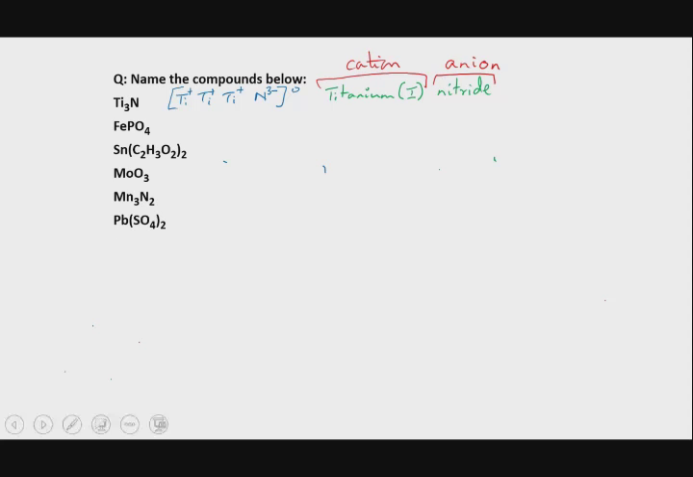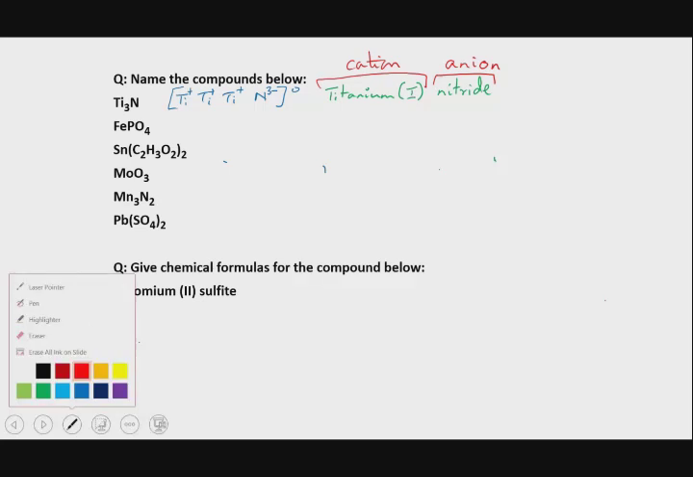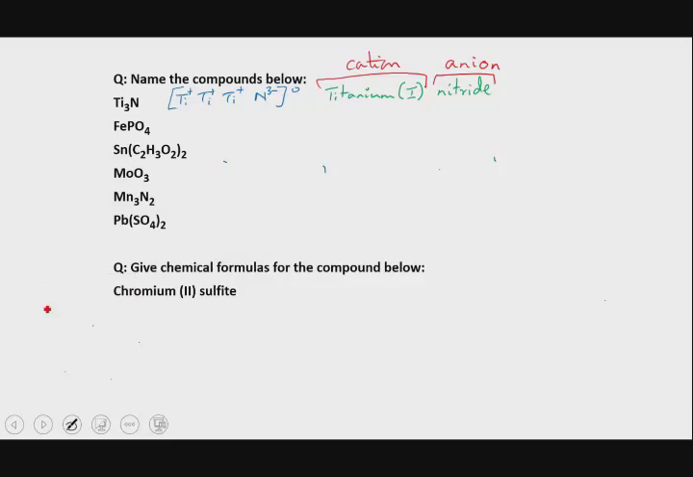As we name such compounds, it is important to not only go from the chemical formula to the name, but we should also be able to write a chemical formula from the name. For example, chromium(II) sulfite. As we said before, it is very important for you to remember that the name of the metal together with the number is the cation. And then this is the name of the anion. What you need to do here is first write the symbol of the cation. So what is the symbol for chromium? It's Cr. What's the charge on this cation?